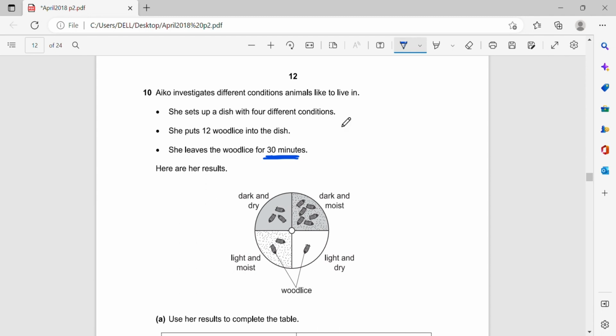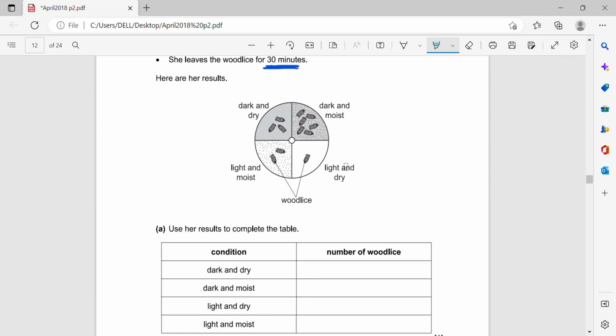Here are the results. So she puts 12 wood lice into the dish and sees the different conditions animals like to live in. We look and find that when it's dark and dry, how many wood lice? 1, 2, 3. Dark and moist: 1, 2, 3, 4, 5, 6. Here 6 and here 3. Light and moist, I have 2. Light and dry, we have 1.